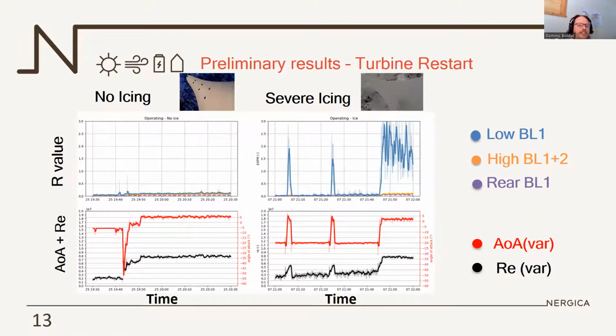During restarts, we can see on the left about the same conditions, actually even with less wind with no icing, and a little bit higher wind during the severe icing condition. When there's no ice, it's really easy for the turbine to restart. With severe icing, we see that the turbine tries to restart 2 times, and when the wind picks up a little more, then it's able to restart. But we see that the R values are really high, so the turbine is struggling to restart.